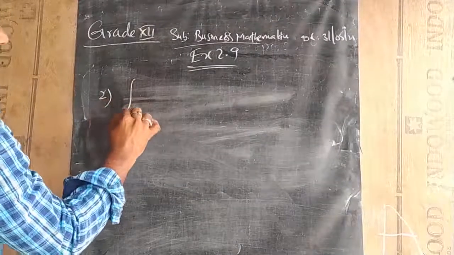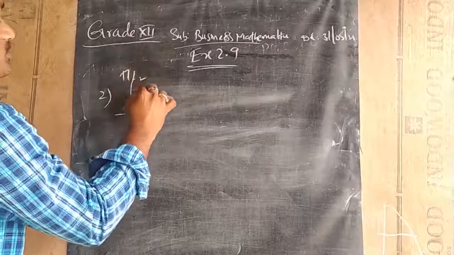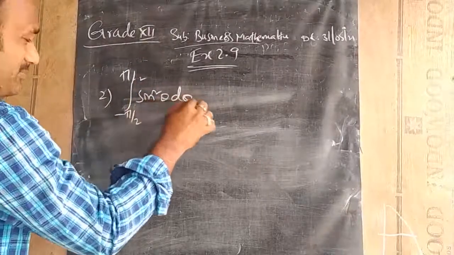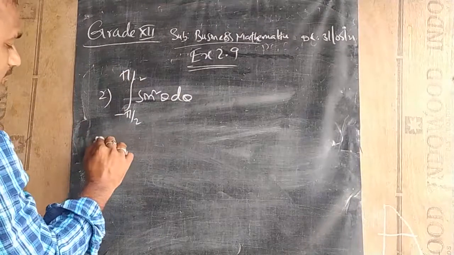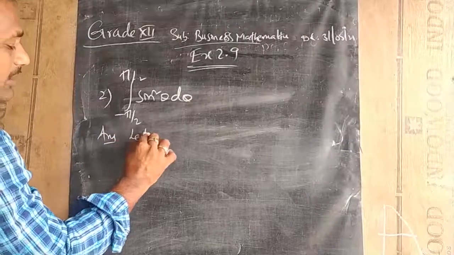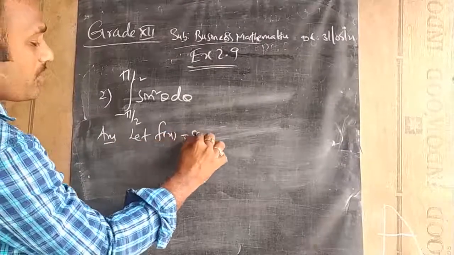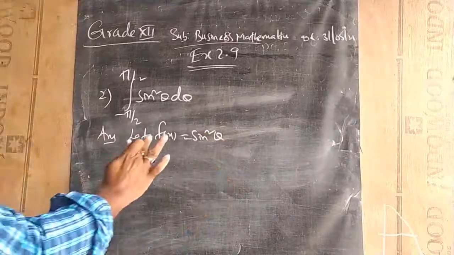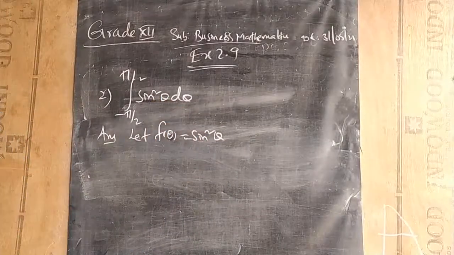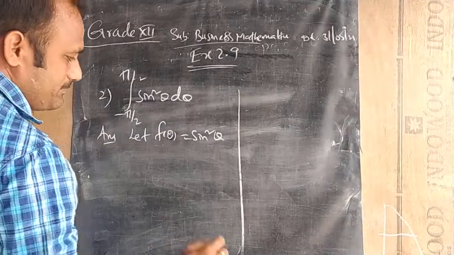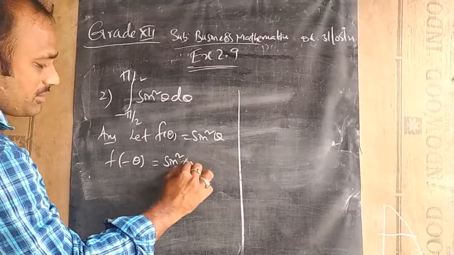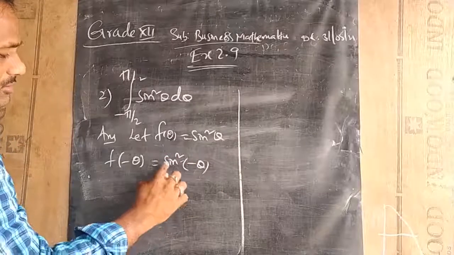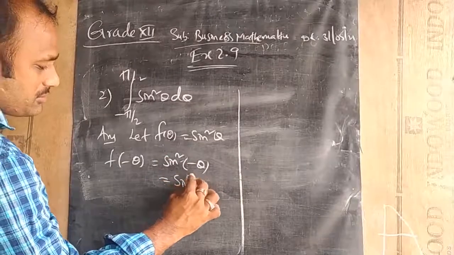Second question, integral minus pi by 2 to pi by 2 of sin square theta d theta. In this question, let f of x is equal to sin square theta. So f of theta here. Why? Because the variable is theta, let us put it as theta. Now let us do f of minus theta. F of minus theta means sin square of minus theta.